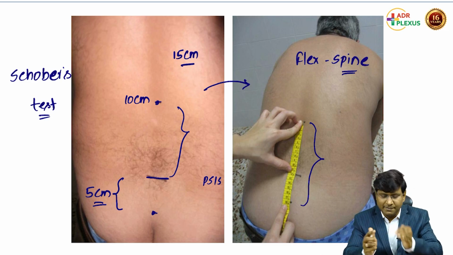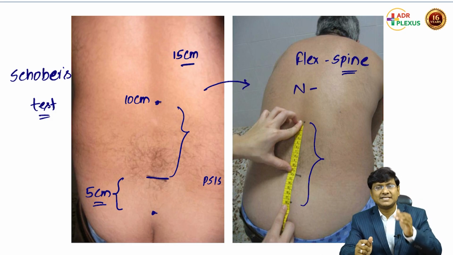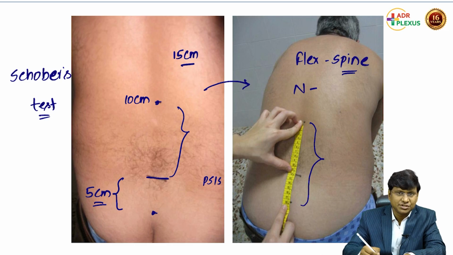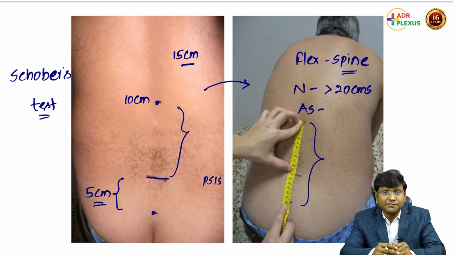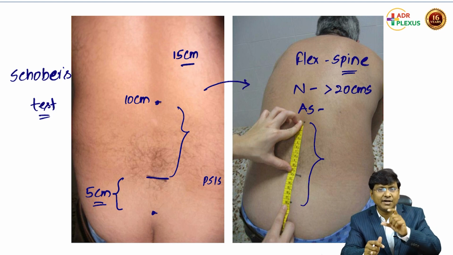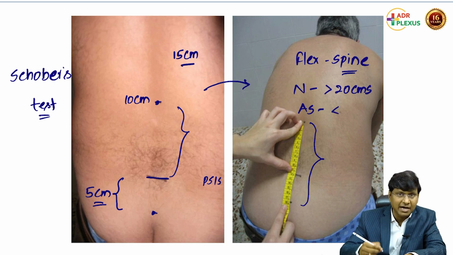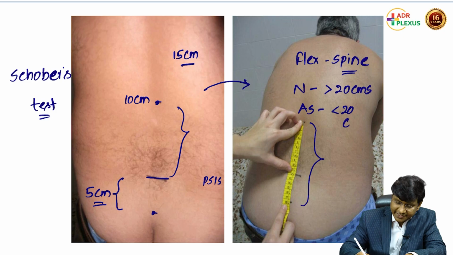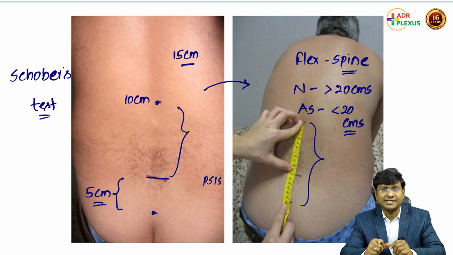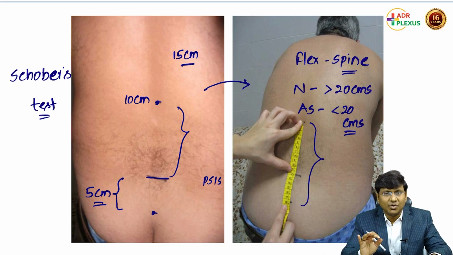Now, in a normal individual, the distance between the upper mark and the lower mark should increase by more than 5 centimeters. That means the distance between the upper mark and lower mark should be more than 20 centimeters. Whereas in ankylosing spondylitis, because of the fusion of the vertebra, the increase in the distance between the upper mark and lower mark will be less than 5 centimeters. So after doing the maximum flexion of the spine, when you measure the distance between the upper mark and lower mark, it should be less than 20 centimeters. Okay, so this is about the Schober's test. The Schober's test is the one which demonstrates the stiffness within the spine.